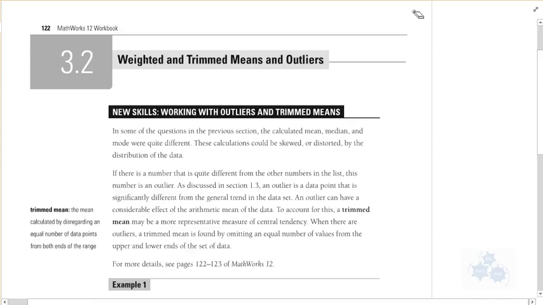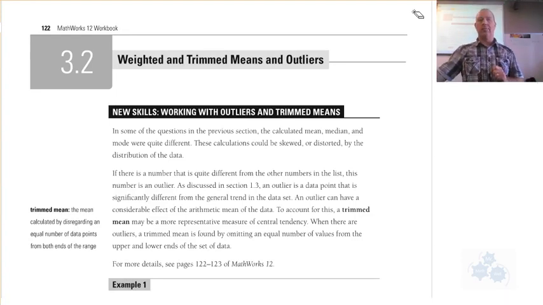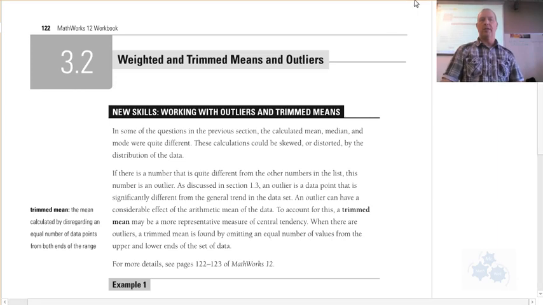3.2. So we're going to take a look at weighted and trimmed means and outliers. So you should know what outliers are. I think we've talked about that. But weighted means or weighted averages and trimmed means or trimmed averages, that might be brand new to you. So let's take a look here.